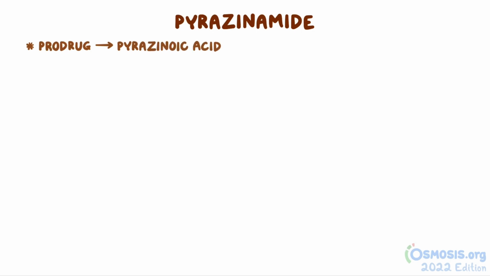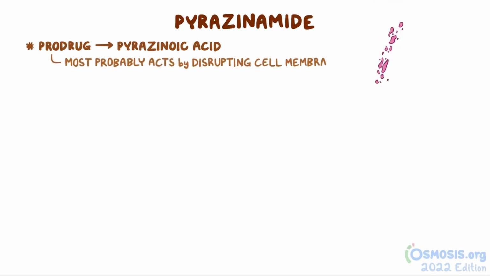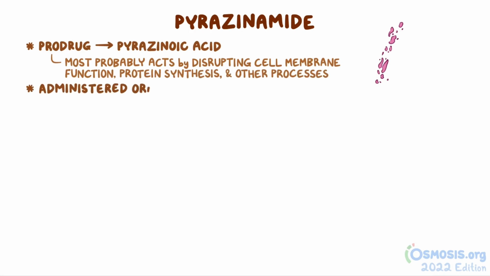Next, we have pyrazinamide, which is a prodrug that gets converted to pyrazinoic acid, which is the active form. Although its exact mechanism is still uncertain, pyrazinamide most probably acts by disrupting cell membrane function, protein synthesis, and other cellular processes. It's administered orally.